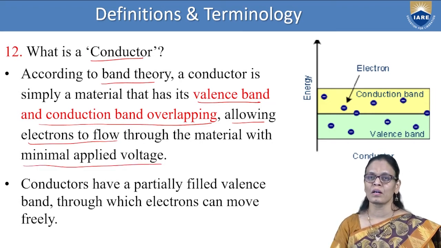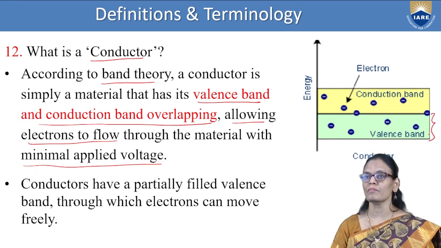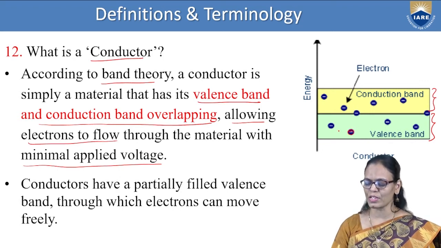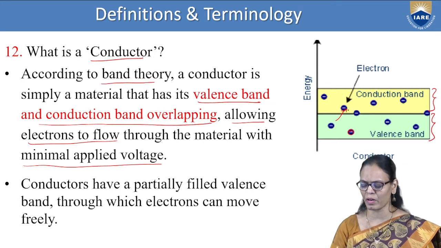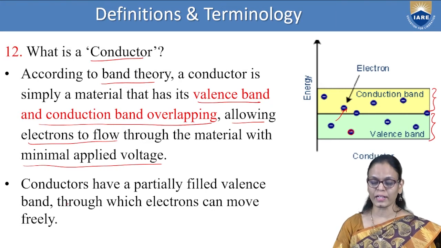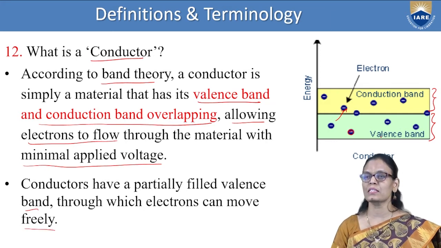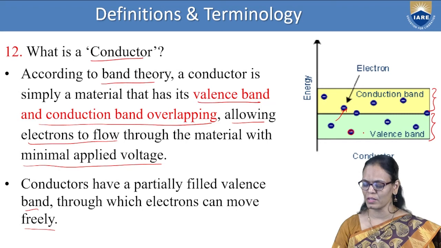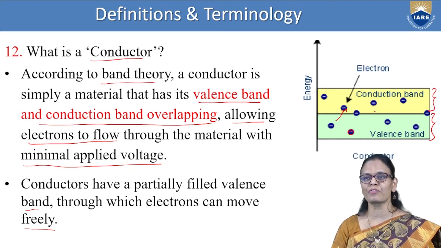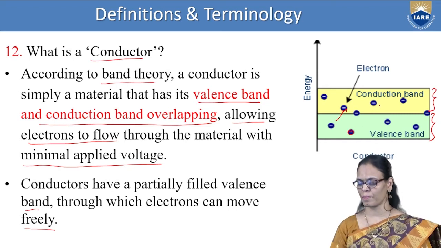Here if you see, this is the valence band and this is the conduction band. Now the electrons which are in the valence band can move very easily into the conduction band because there is no gap between the two. So conductors have a partially filled valence band through which the electrons can move freely. So this valence band is partially filled, and the electrons can move very freely into the conduction band.